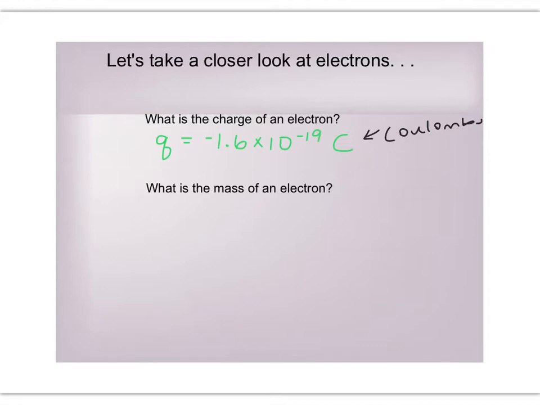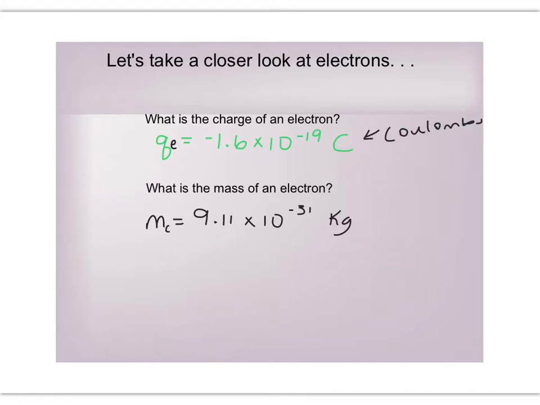And the mass of an electron, m, is 9.11 times 10 to the negative 31st kilograms. These are things you may or may not have known about an electron, but you need to know them. So we've got the Q of an electron and the mass of an electron.